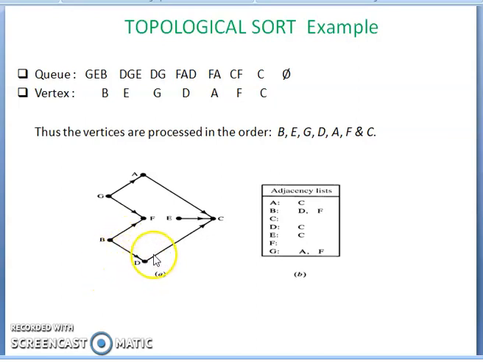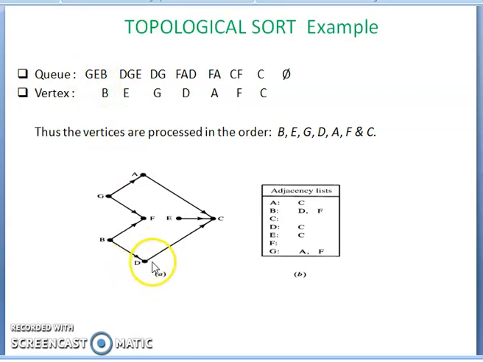The in-degree was previously 1; if you remove this edge, the in-degree of D is 0. Previously the in-degree of F is 2; if you remove this edge, the in-degree of F is 1. Now B is removed from the Q, and the only vertices in the Q are G and E. Now again you calculate the in-degree 0 vertices.